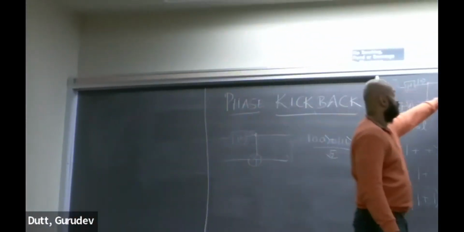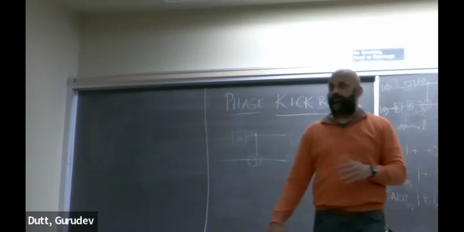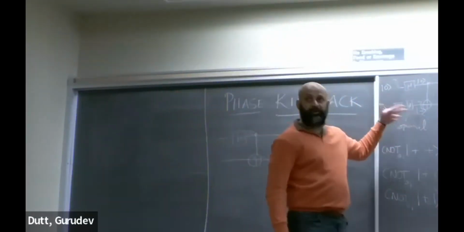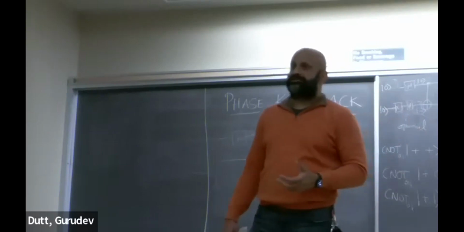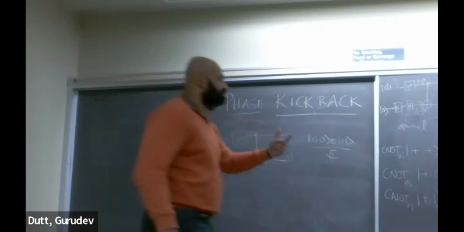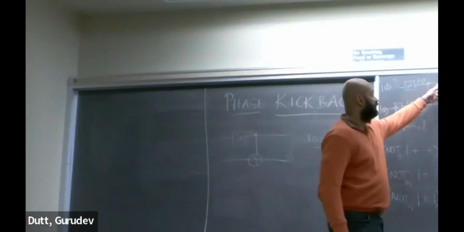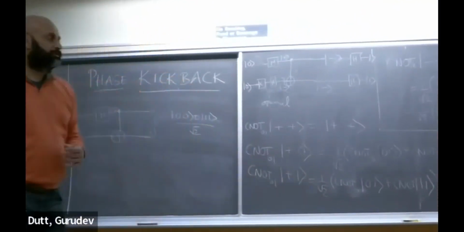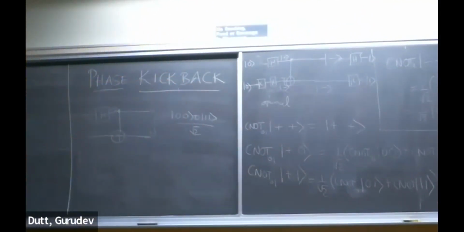Without this control NOT gate, this guy would have remained in the state 0 normally, right? Or rather, without this Hadamard on the other qubit, it would have remained in the state 0. But the action of the Hadamard made that phase minus sign map onto this guy, and then that Hadamard flips it to the 1 state. All right, it's just an identity. I mean, there's no deeper meaning.